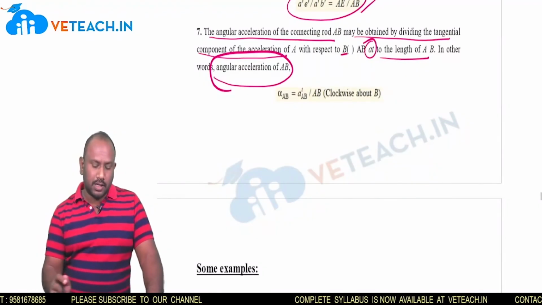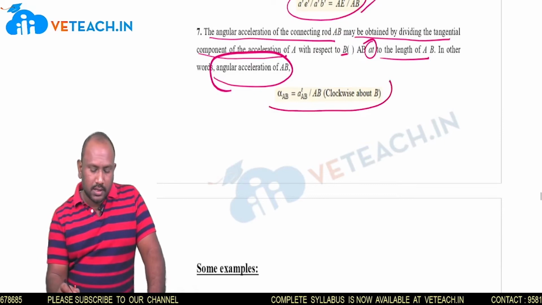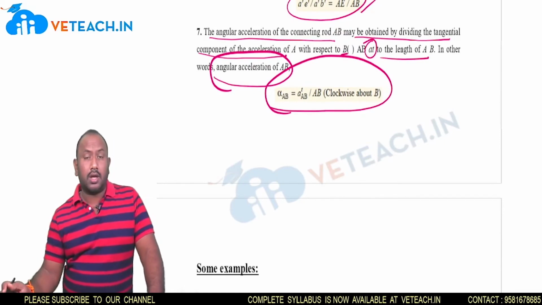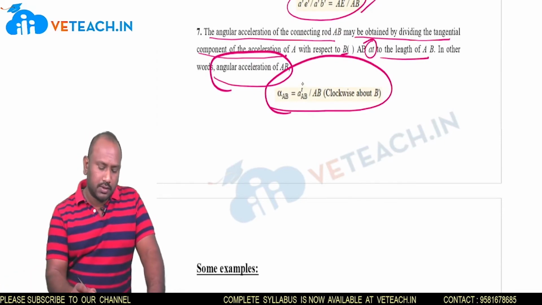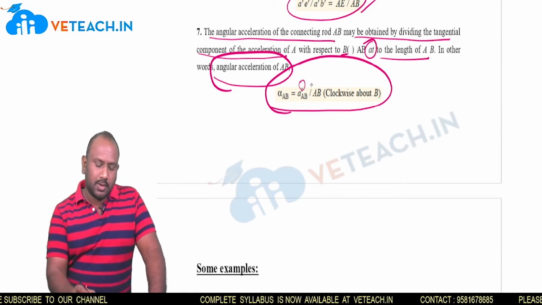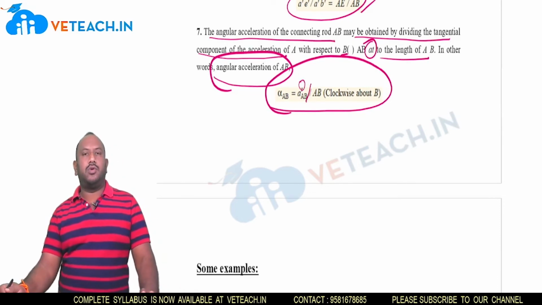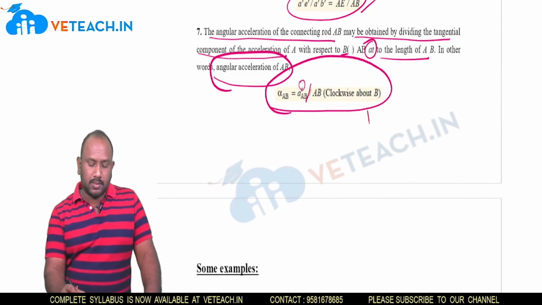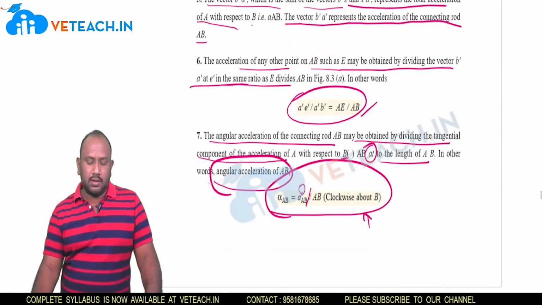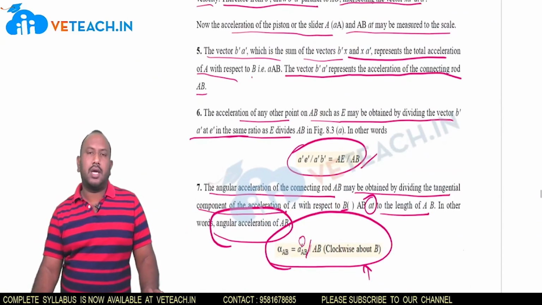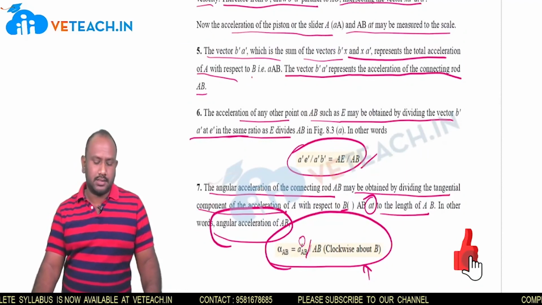Therefore, alpha AB equal to alpha T, that is the tangential component a T AB by AB, in the clockwise direction about B. So by this we get the acceleration diagram for this slider crank mechanism.